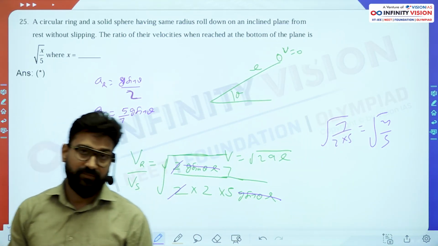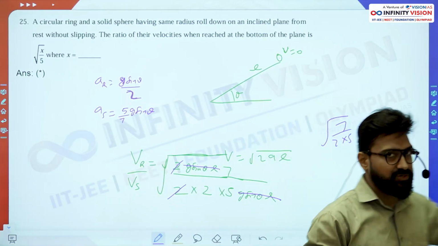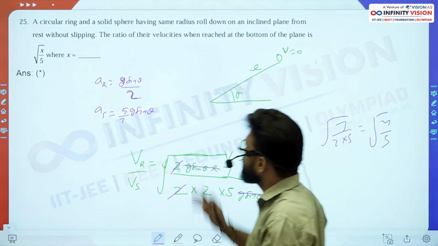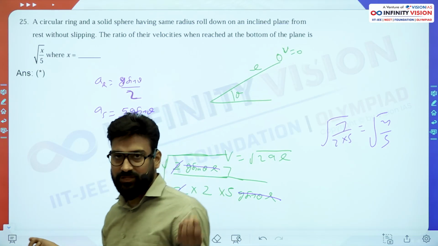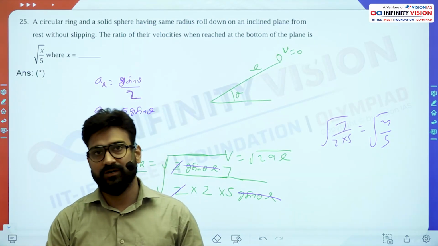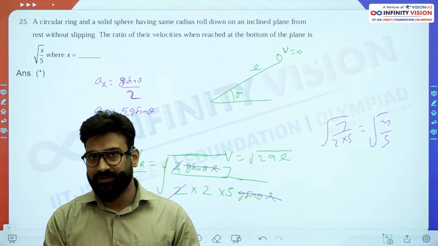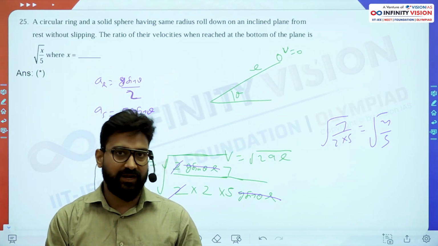So that means there is some parameter which is not given in the question. By taking the mass of these two as the same, this is how you're going to solve the question. I hope all the questions are clear to you and you are able to grasp them. With this, I'm going to end this session.